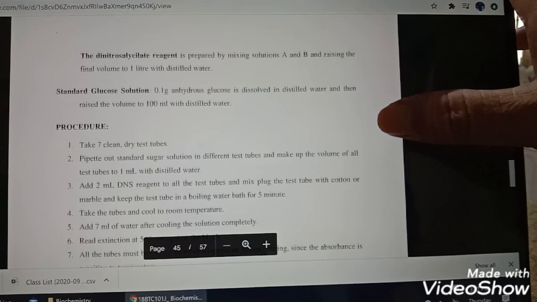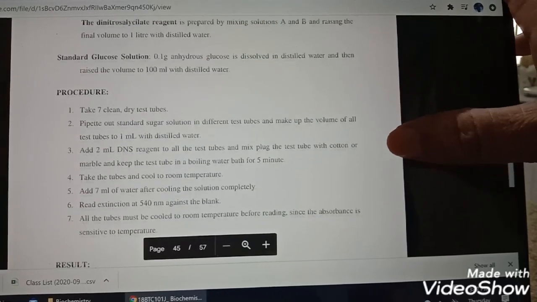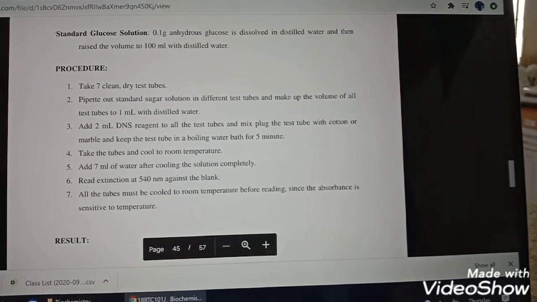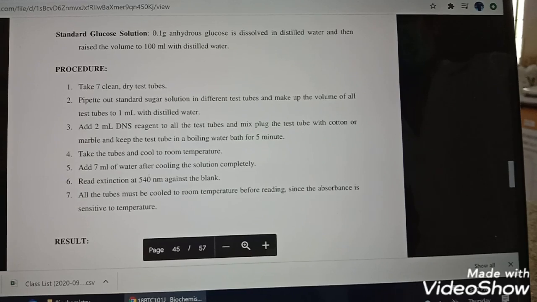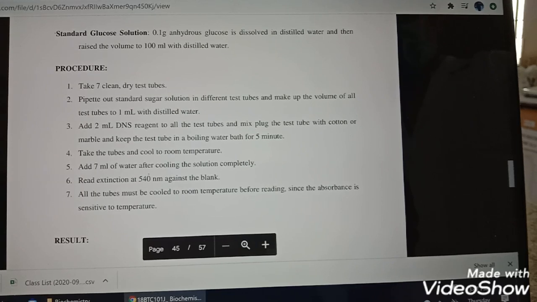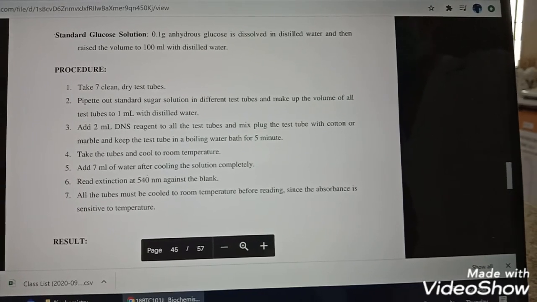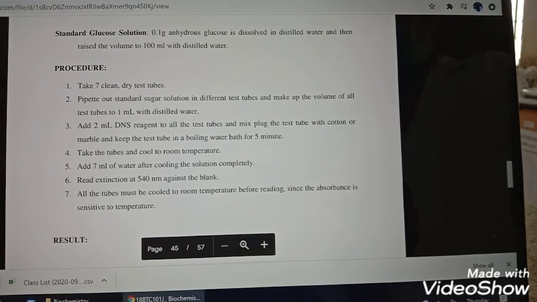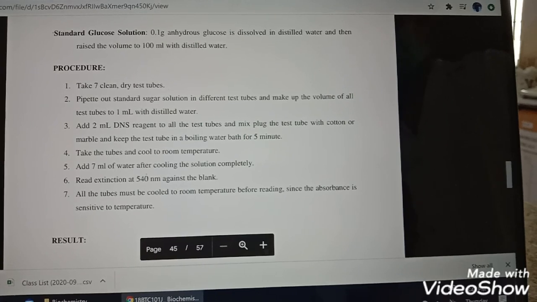Now the dinitrosalicylic acid reagent is ready. To compare against a reference, the standard glucose has to be prepared. The standard glucose is prepared at 1 mg per ml concentration, which is equal to 1000 microgram per 1000 microliter. So 1 microliter is equal to 1 microgram.